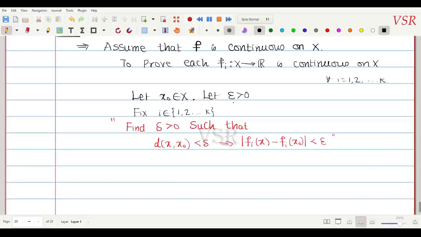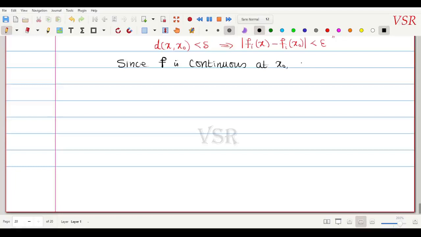Let epsilon be positive. Since this vector function is continuous at x naught, there is a delta positive such that whenever the distance between x comma x naught is less than delta, this must imply that the distance between, here it is the modulus in the reals.